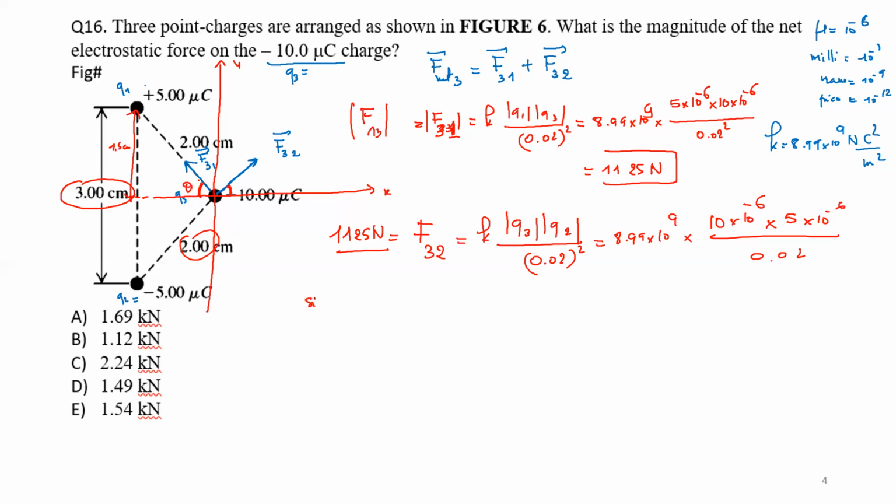Let me call it theta. Sine theta is 1.5 divided by the hypotenuse, which is 2. So theta is just sine inverse of 1.5 divided by 2. So that gives you an angle of what? Use your calculator.